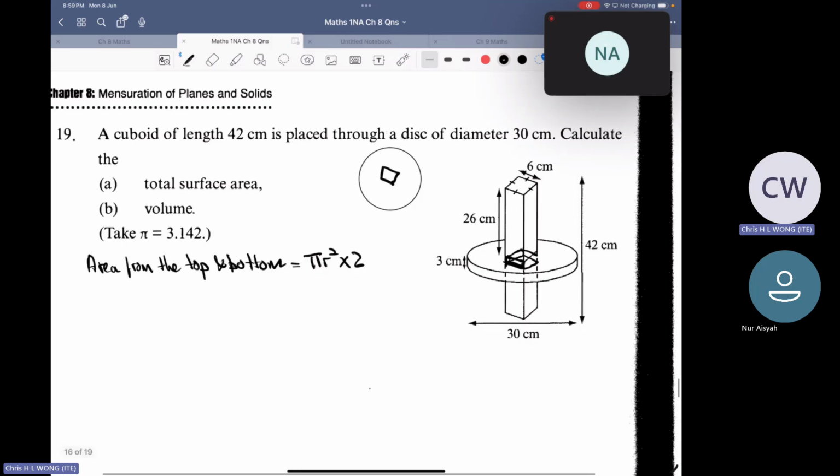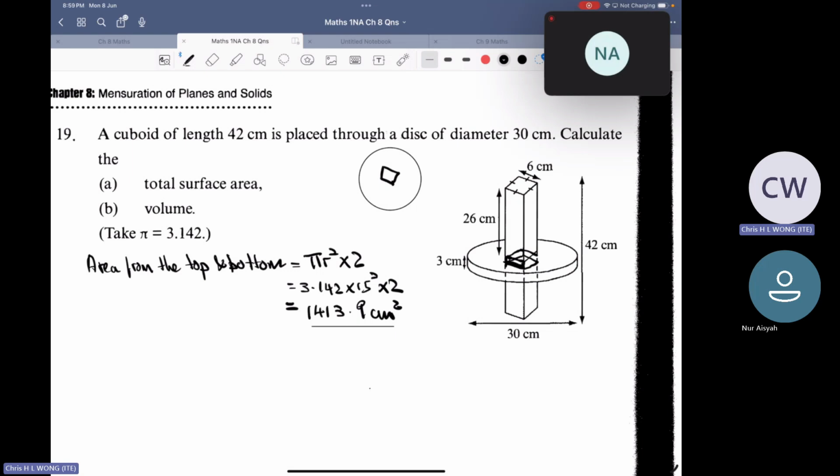You will get 3.142 times, what is the radius? 15, right? 15 square times 2 equals 3.142 times 15 times 15 times 2, which will give you 1413.9 cm square. Underline because you need it. Top, bottom, done.